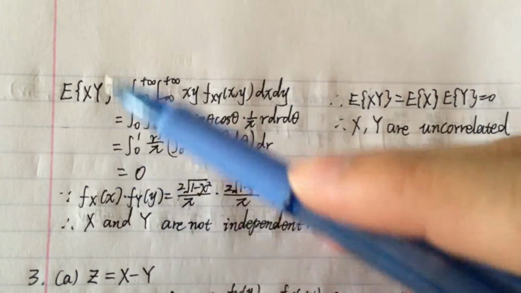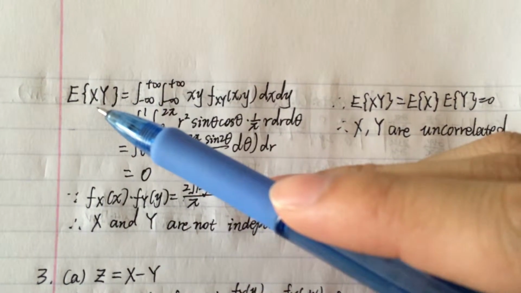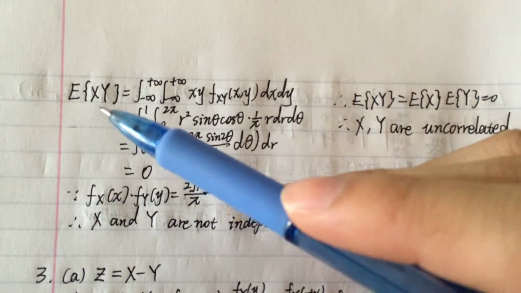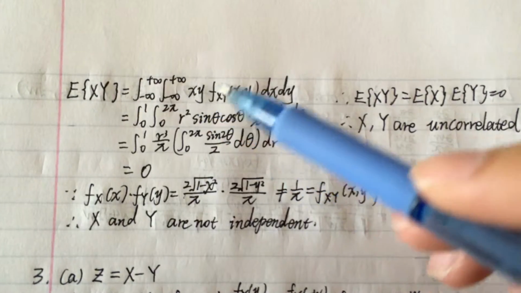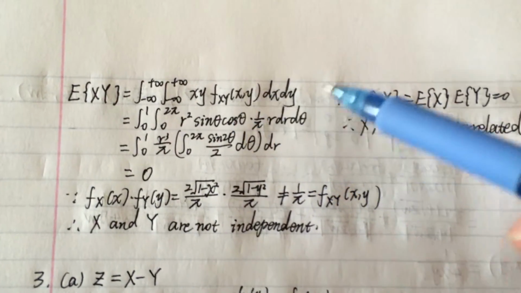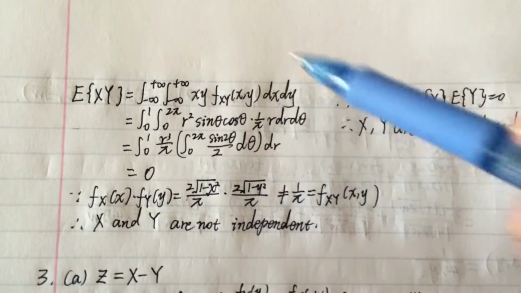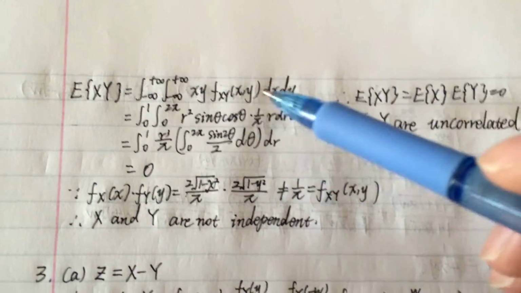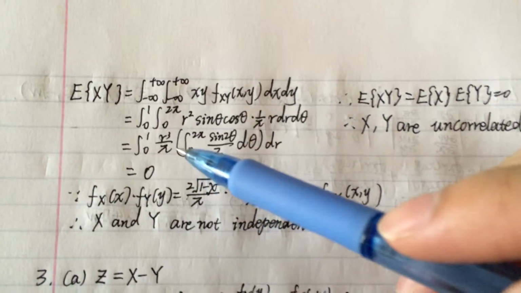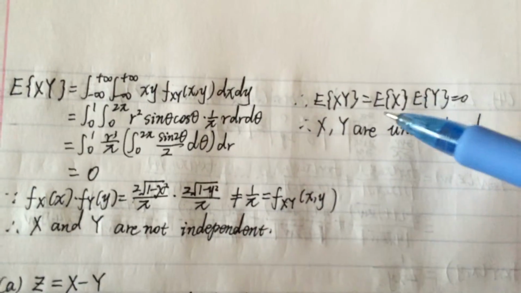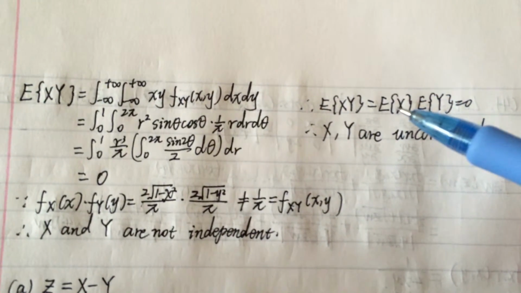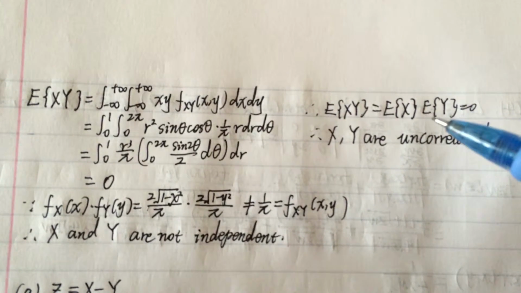It is the mean of xy, which equals the integral of xy times the joint function, integrated, and we can get that it is also 0. So let's begin the final problem.